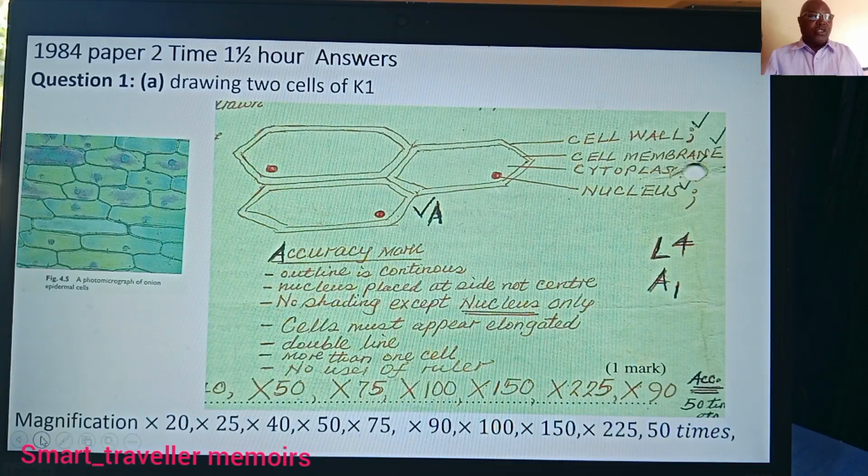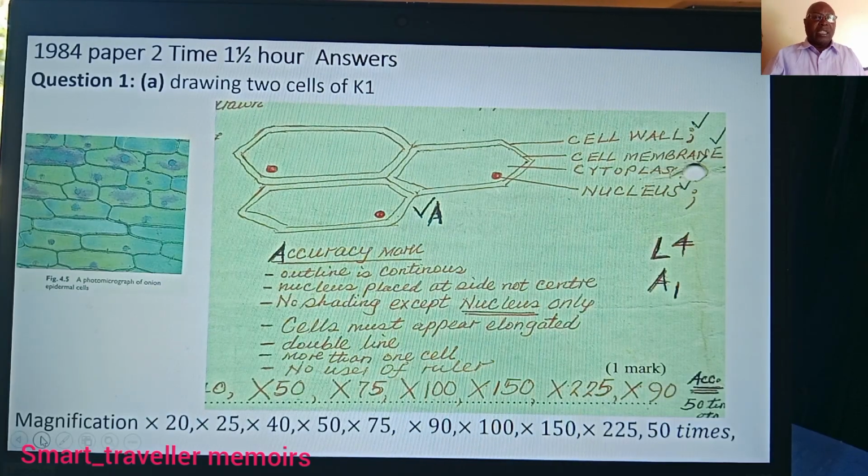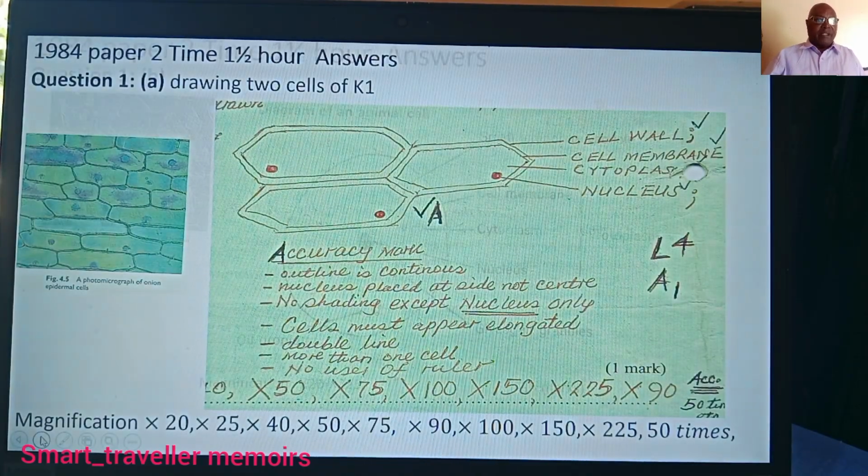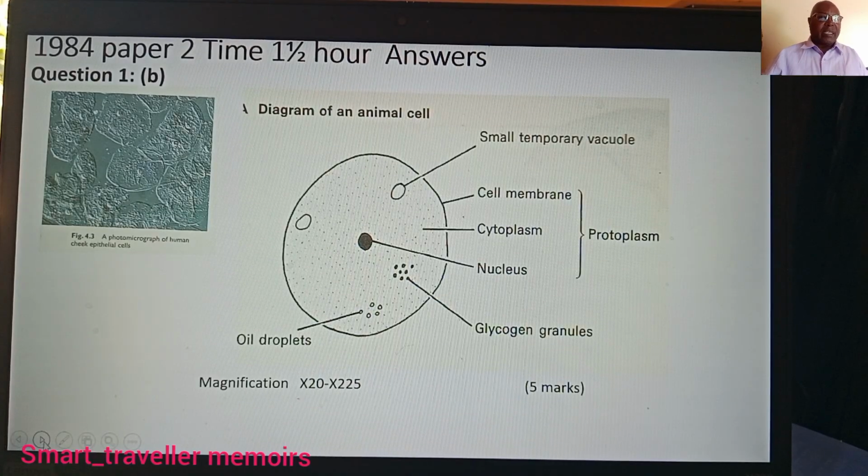The magnifications range from 20 to 225. Instead of putting the X in front of the number, you can just say, if I take, for example, X50, you just say 50 times. You get the correct mark.